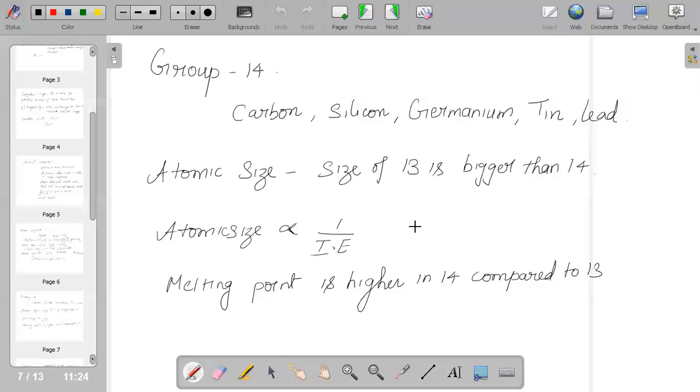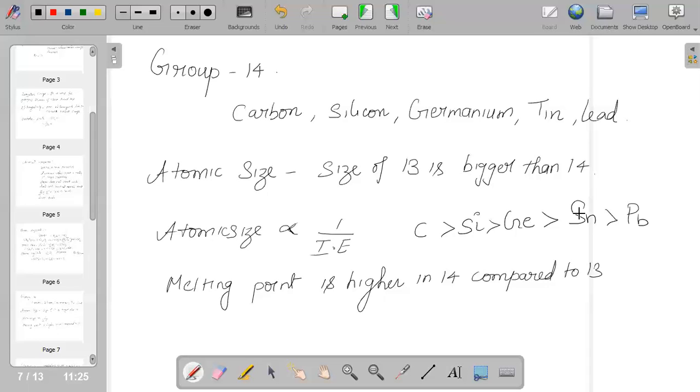Hence, if you are looking at the trend, it should be in this order: carbon, silicon, germanium, tin, and lead. But as we move from tin to lead, the ionization energy increases due to the poor shielding effect of 4f orbitals in lead. And now melting point and boiling point.